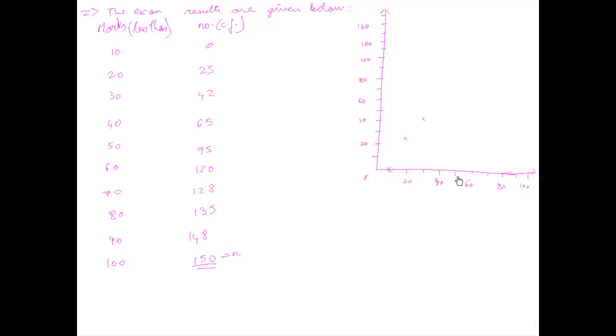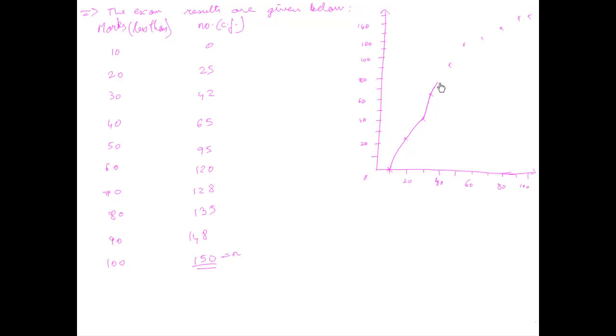So that's 40 at 65, 50 at 95, 60 at 120, 70 at 128, 80 at 135, 90 at 148, and 100 at 150. Now children, we draw a smooth curve connecting these points.